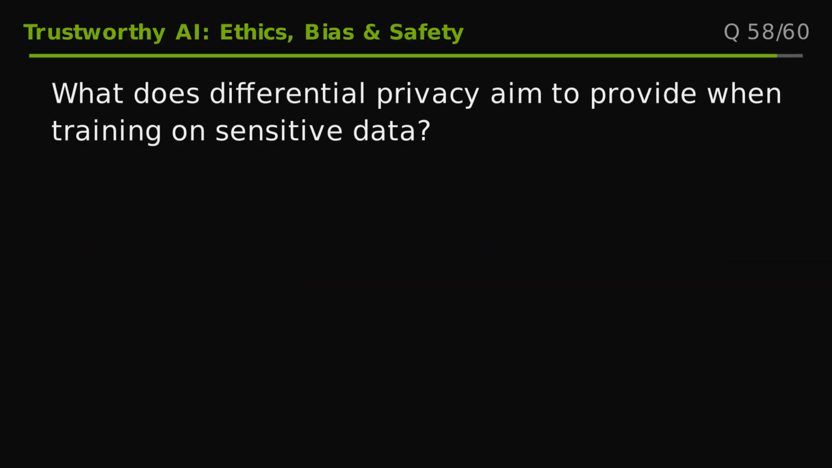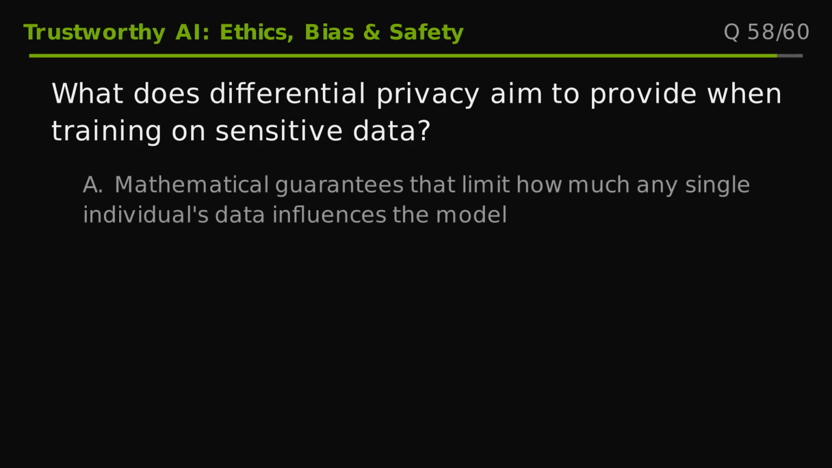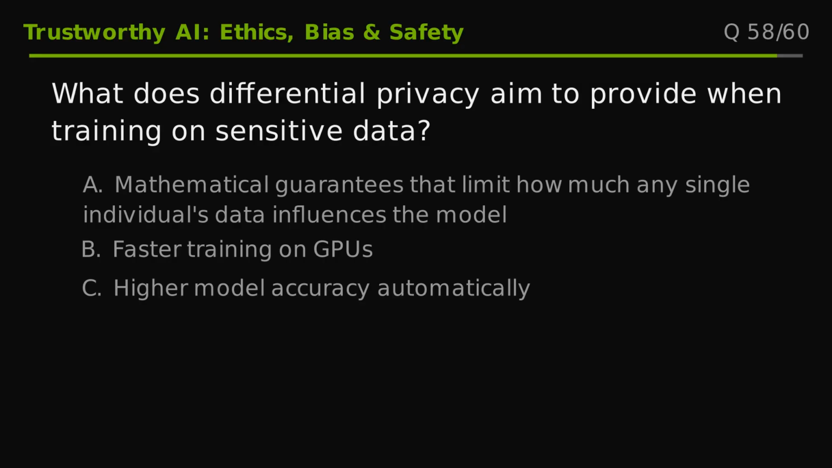Question 58. What does differential privacy aim to provide when training on sensitive data? Option A. Mathematical guarantees that limit how much any single individual's data influences the model. Option B. Faster training on a GPU. Option C. Higher model accuracy automatically. Option D. Larger context windows.